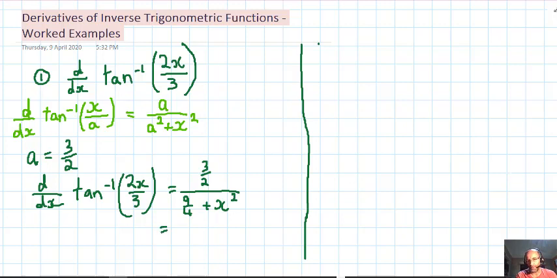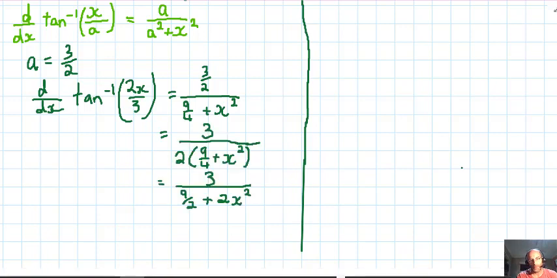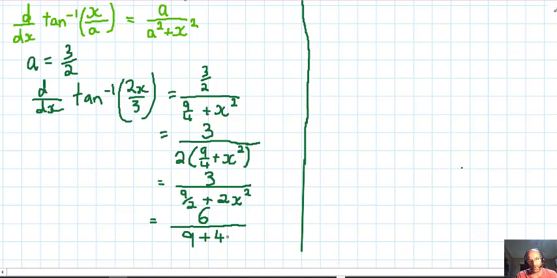So you use your usual deft work with fractions, and so simplifying all this now, we've got 3 over 2 outside of 9 on 4 plus x squared, which comes out as 3 over 9 over 2 plus 2x squared. If we multiply them top and bottom by 2, it gets rid of that denominator of 2 on the denominator. And we have 9 plus 4x squared on the bottom. So 6 over 9 plus 4x squared.